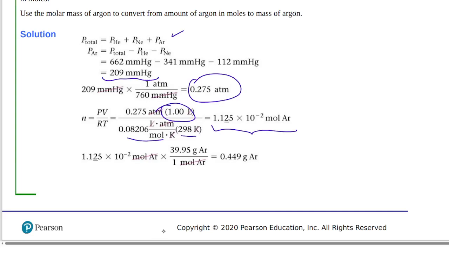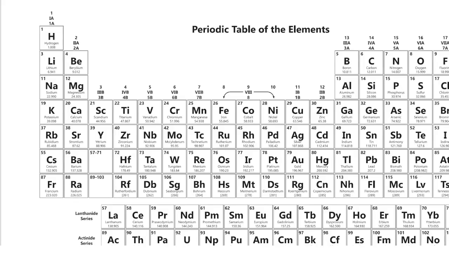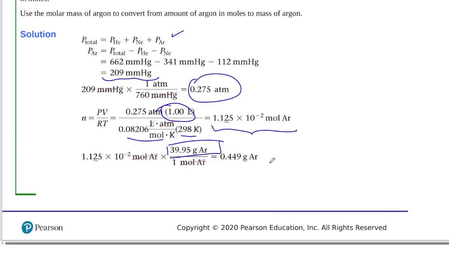From the moles of argon, we can calculate the mass of argon through the molecular weight. The mass of argon is 39.95 grams per mole, and we get that from the periodic table right here. Okay, and so we get 0.449 grams of argon as our final answer.